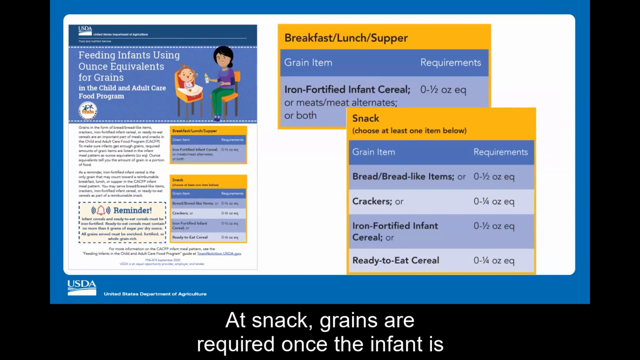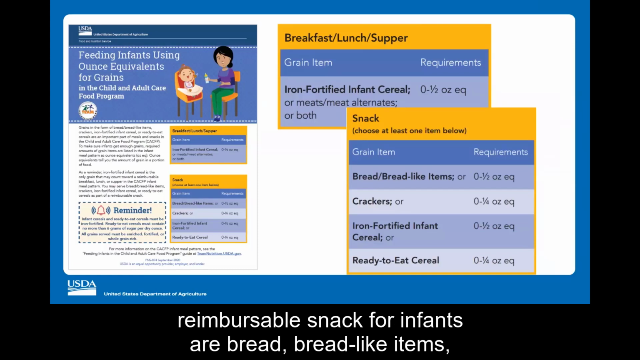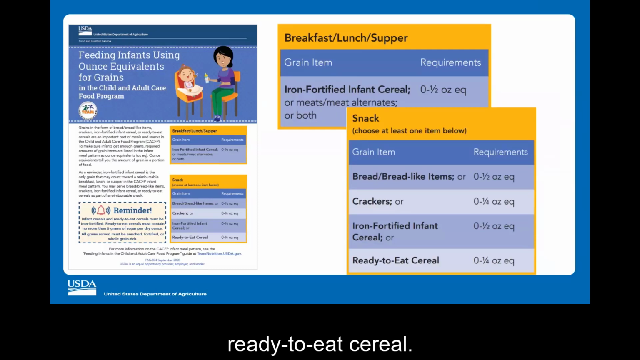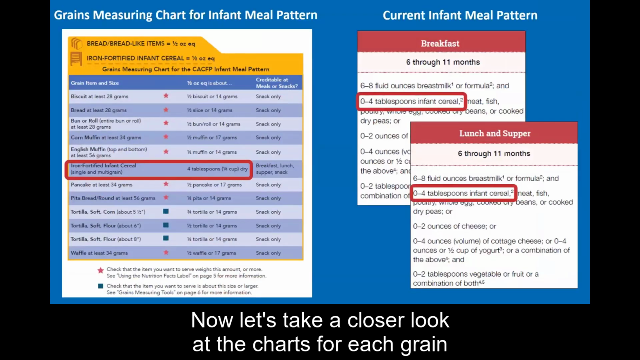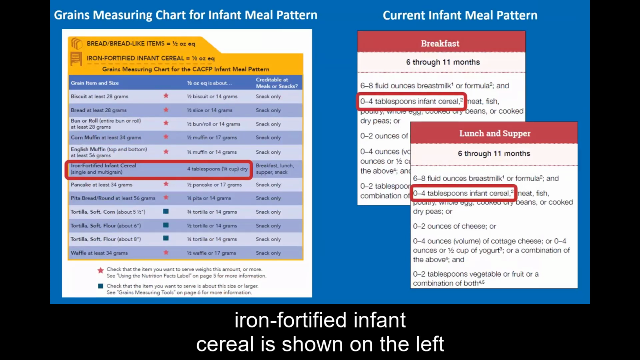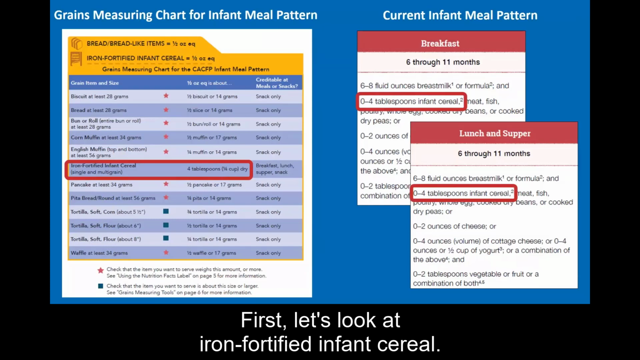At snack, grains are required once the infant is developmentally ready to accept them. The only types of grains allowed as part of a reimbursable snack for infants are bread-like items, crackers, iron-fortified infant cereal, and ready-to-eat cereal. So now, let's take a closer look at the charts for each grain item in the worksheet. The chart for bread-like items and iron-fortified infant cereal is shown on the left side of the screen. This chart is also shown on page 3 of this worksheet. First, let's look at iron-fortified infant cereal.